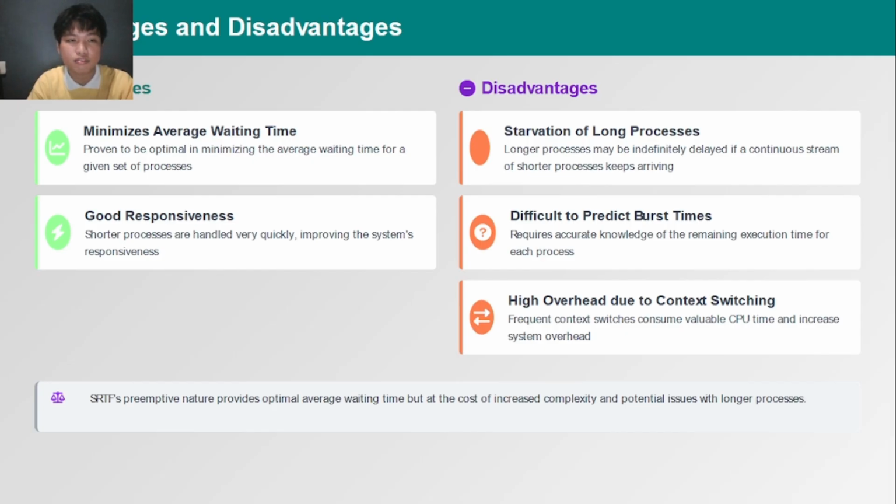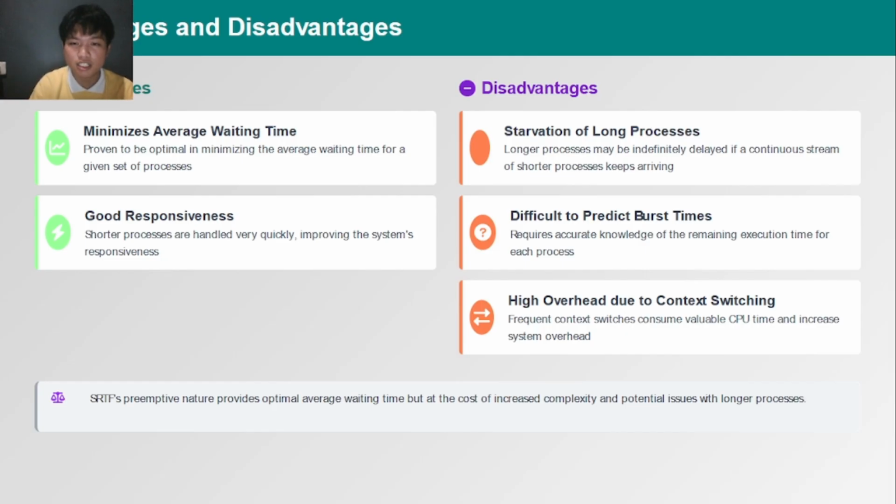The advantage here is that it is proven to be optimal in minimizing the average waiting time for a given set of processes, and the shortest processes are handled very quickly, improving the system's responsiveness. The disadvantage is that longer processes may be indefinitely delayed if a continuous stream of shorter processes keeps arriving.